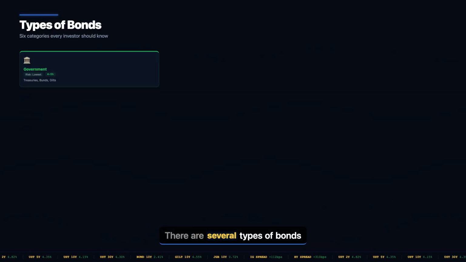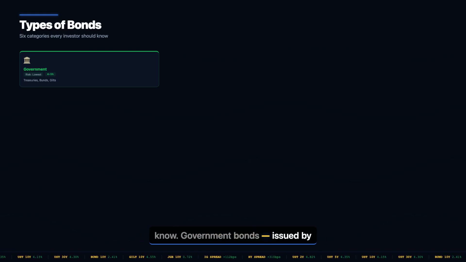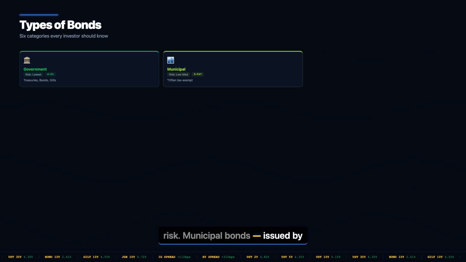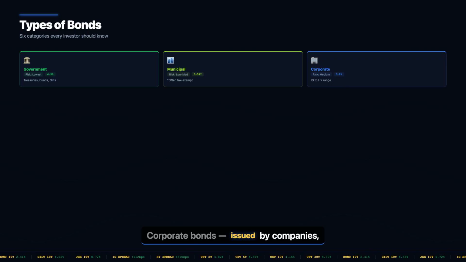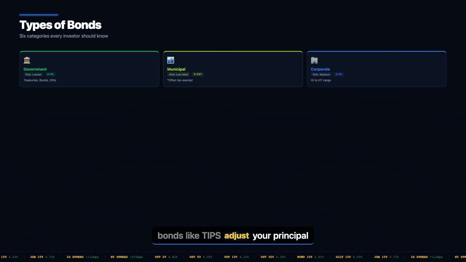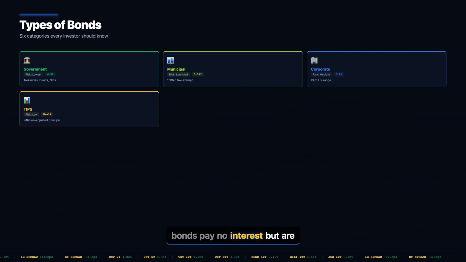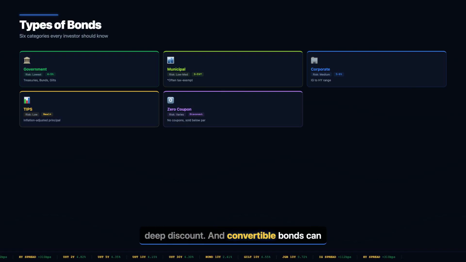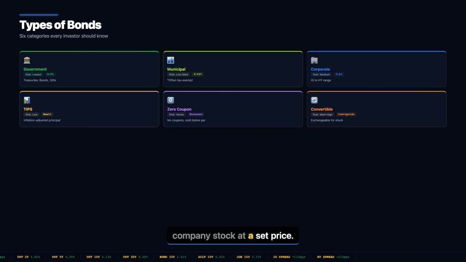There are several types of bonds you should know. Government bonds, issued by national governments, lowest risk. Municipal bonds, issued by local governments, often tax exempt. Corporate bonds, issued by companies, higher yield. Inflation-linked bonds like TIPS adjust your principal with inflation. Zero coupon bonds pay no interest but are sold at a deep discount. And convertible bonds can be exchanged for company stock at a set price.